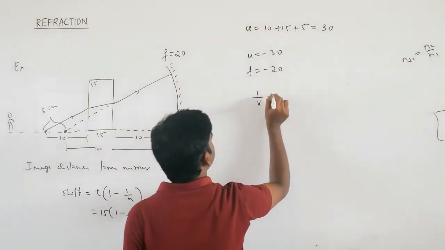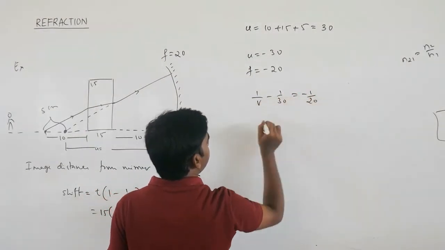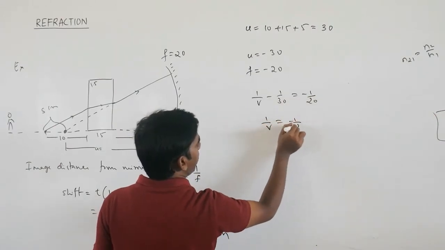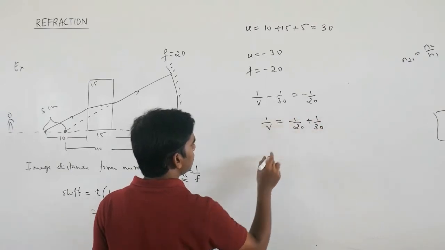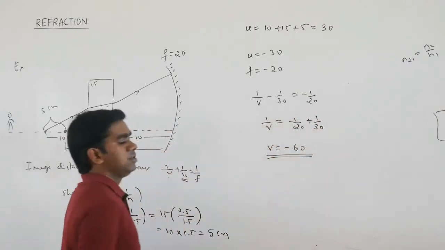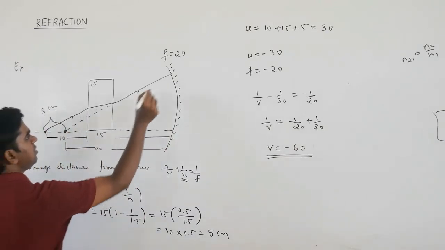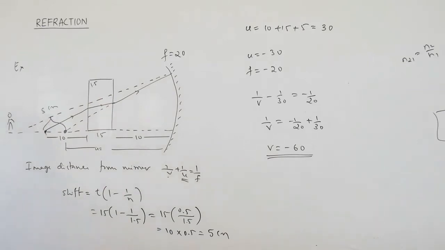So 1 by v minus 1 by 30 equals minus 1 by 20. So 1 by v equals minus 1 by 20 plus 1 by 30. So minus 3 plus 2. So v equals minus 60. Okay. So minus 60 is the image distance here.